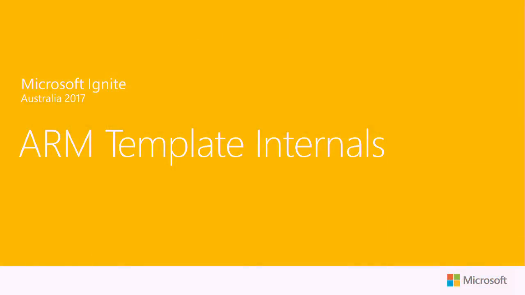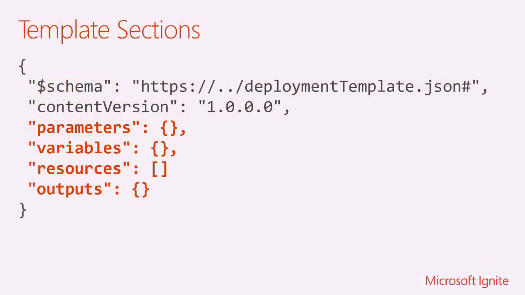So, time to get down to the nitty-gritty, and we're going to start talking about some of the internals for those templates. There are a few sections to talk over. With our ARM templates, there are four main sections really: parameters, variables, resources, and outputs.